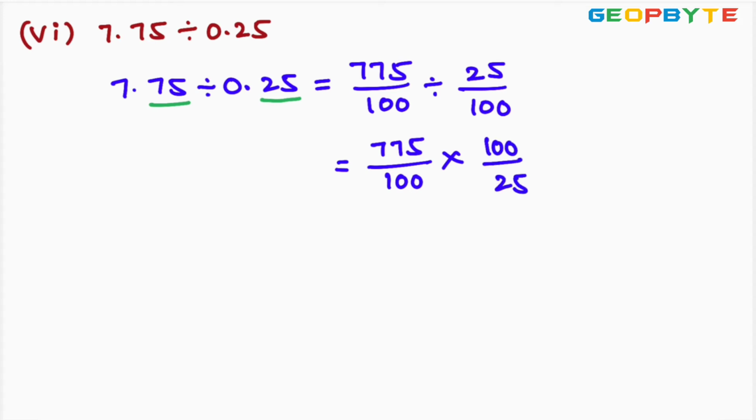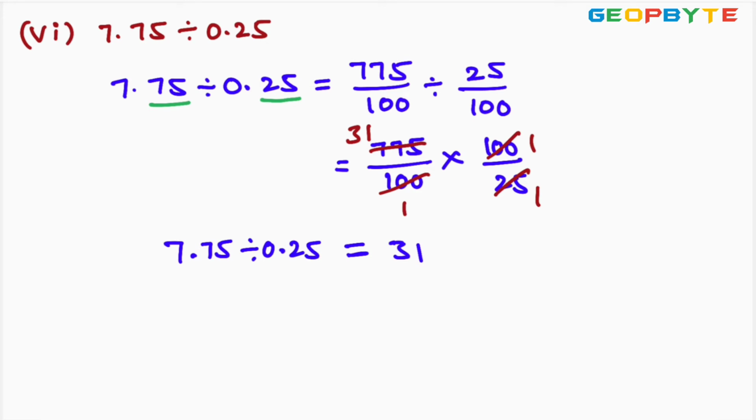So here 100 ones are 100, 100 cancels out. 25 ones are 25, 25 31s are 775, which is equal to 31. So the result of 7.75 divided by 0.25 is 31.